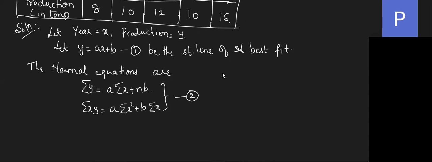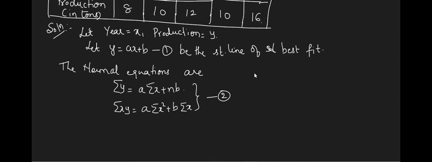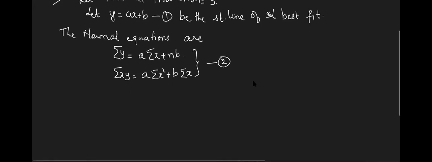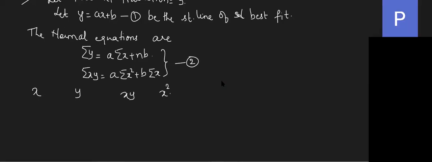Only thing, we need all these values. So what has to be done? What is the next part? We need to construct a table, right? Let us take the table. So let us take this as X, then Y. What are the other values required to substitute in here? What value we want? X y and x square. Yes, okay.